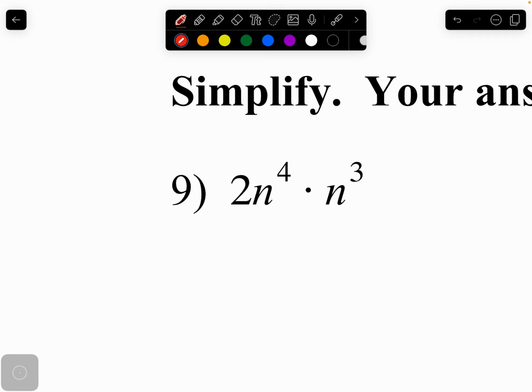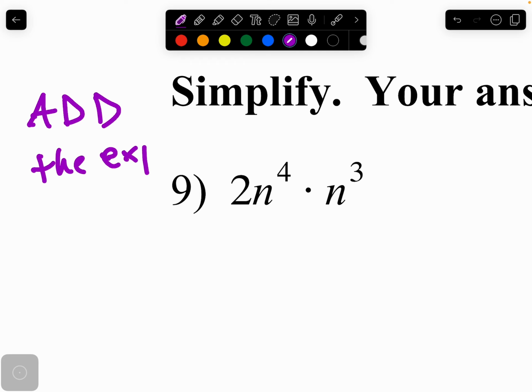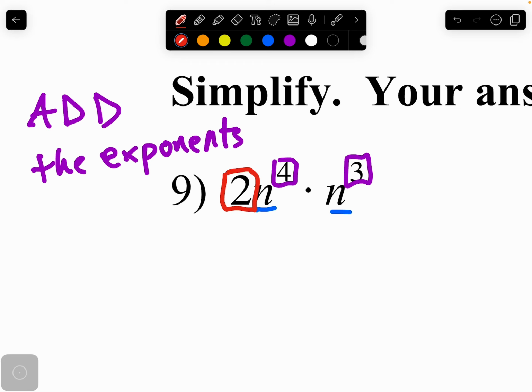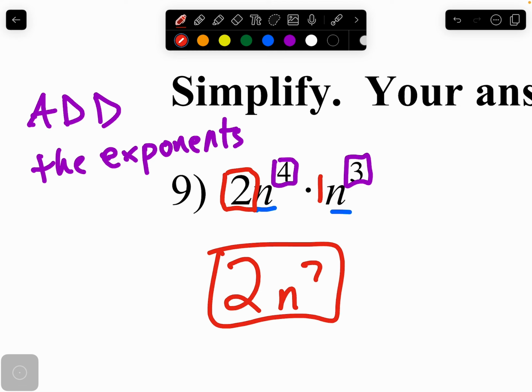If you go down to number 9, this is multiplying exponents. When you multiply exponents with like bases, you add the exponents. So add these numbers. Since they both have n's, you're going to add the exponents. So you have 2 times this invisible 1, which is 2, but then n to the 4th times n to the 3rd is n to the 7th, and then you're done.